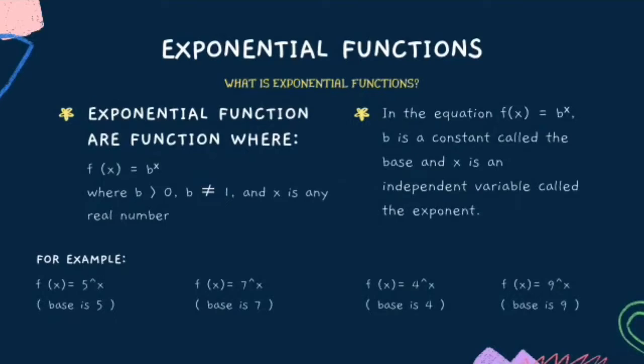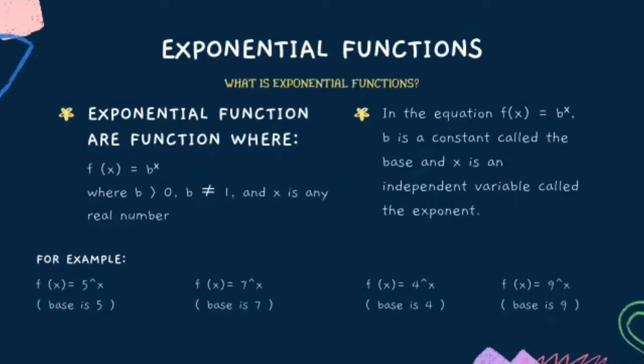Exponential functions are functions where f of x is equal to b raised to x, where b is greater than 0 but not equal to 1, and x is any real number. In the equation f of x is equal to b raised to x, b is a constant called the base and x is an independent variable called the exponent.